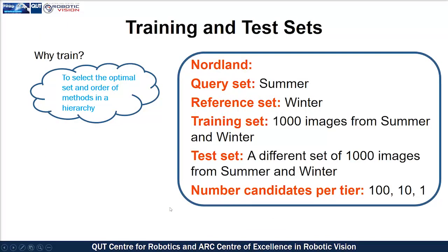So for Nordland, we use a summer traverse of the train route as a query set, and our reference images are taken during the winter season. For our training set, we use 1,000 images from summer and winter, and our test set is a different set of 1,000 images from the overall train data set of Nordland. And generally we'll have 100 images in the top tier, then 10, then 1.